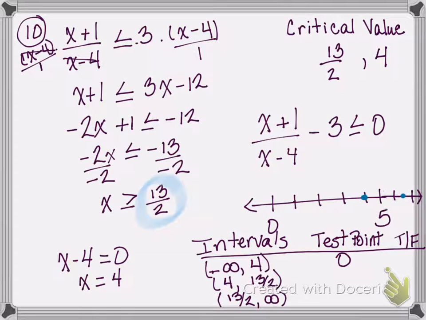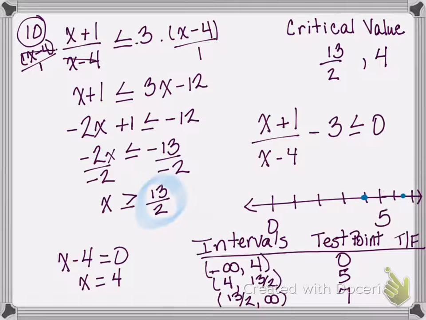The next interval is 4 to 13 over 2. So that is 4 to 6.5. So the test point that we're going to use here is positive 5. Then our last interval is 13 over 2 to infinity. So we can use 7 as our test point. Now, to do our test point, we are trying to determine if the statement is true or false.